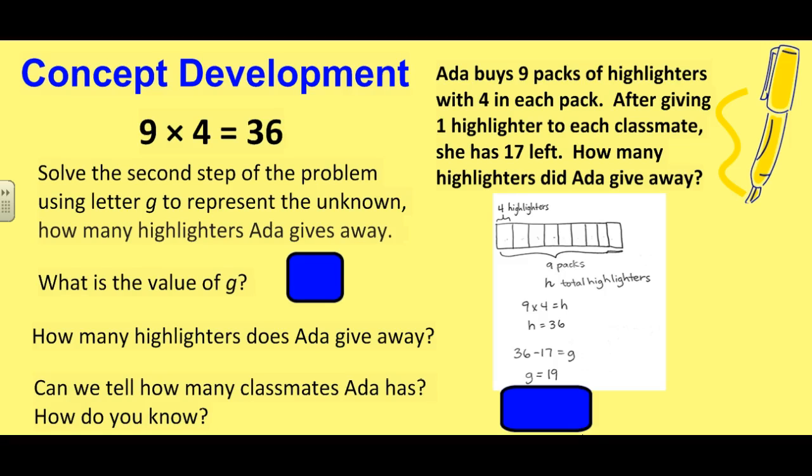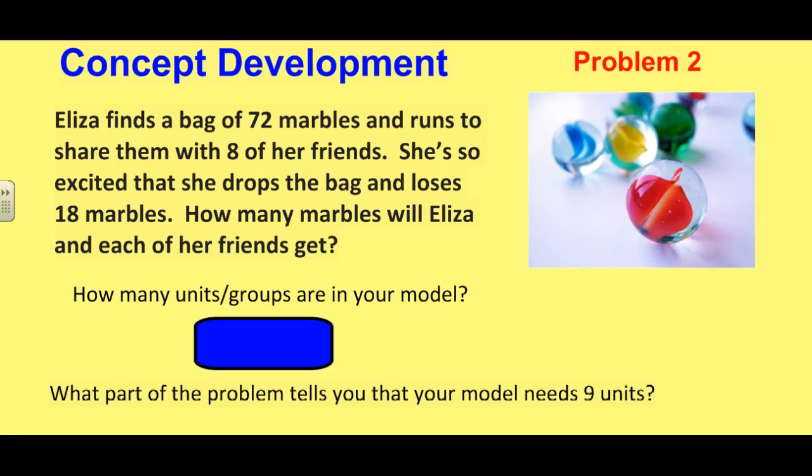So from that, can we tell how many classmates Ada has? It said in the problem after giving one highlighter to each classmate, she has 17 left. So how many did she give away? She gave away 19 highlighters. So that tells me right there that she has 19 classmates in her class. Okay, clear off your board so we can work on problem 2.